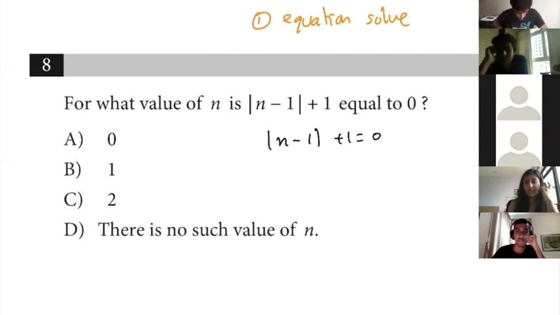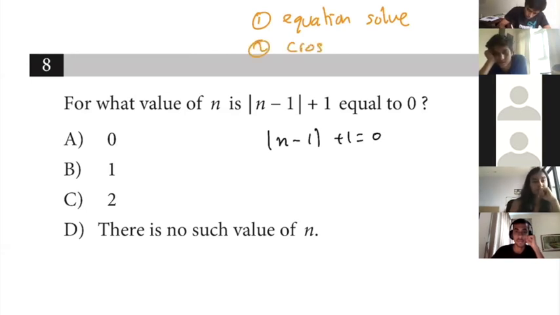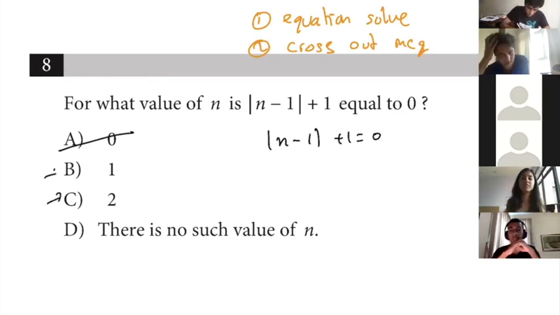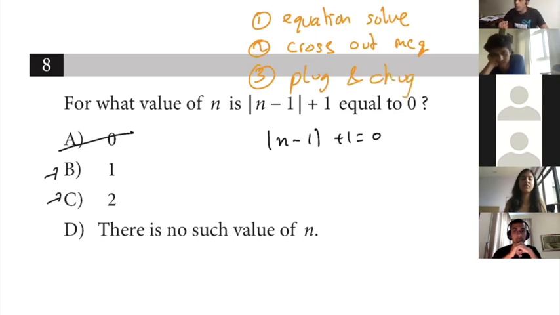Okay, so in this one, the other way that we always want to look at is cross out MCQ. So you can know that 0 is definitely not going to be an answer here. And then you basically are trying to plug and chug these ones. So you cross out MCQ, and then the third one is plug and chug. If you don't know how to do this, please learn modulus. Modulus is important. It comes up often. So the third approach is plug this one.